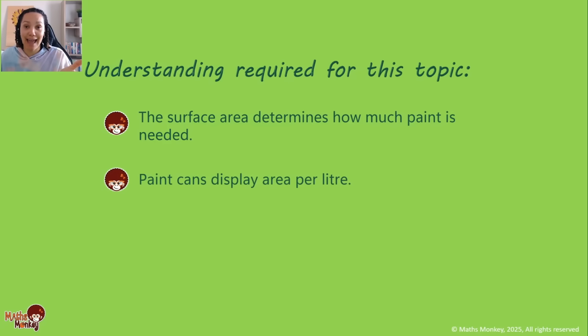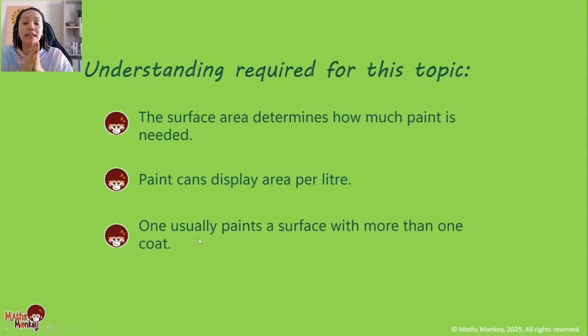Then paint cans. When you go to the shop and you buy the paint cans, they usually display the area per liter. In other words, how much area can 1 liter actually paint? That's the second thing I want you to note. And then the third thing is one usually paints a surface with more than one coat. Often in the questions, they will require multiple coats, and usually in real life as well, you will generally need more than one coat. This just brings out the color more, and makes sure that the paint lasts longer. So that is the baseline of what we need to understand.